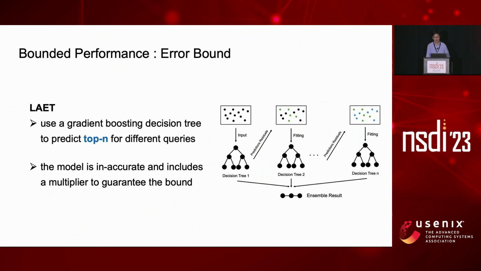Another baseline is learned adaptive early termination. LAET leverages a gradient boosting decision tree to predict the top-N for different queries. It samples some queries and processes the vector search to train the decision tree model, but the model ignores the underlying geometric characteristics between the database vectors and the query vectors in high-dimensional space. So the predicted result is far from the optimal.